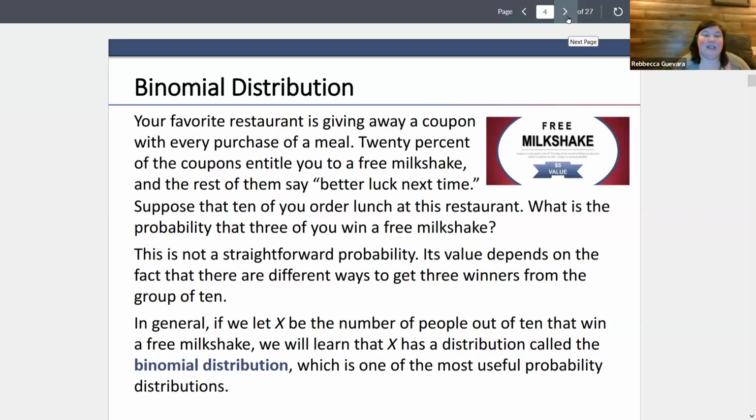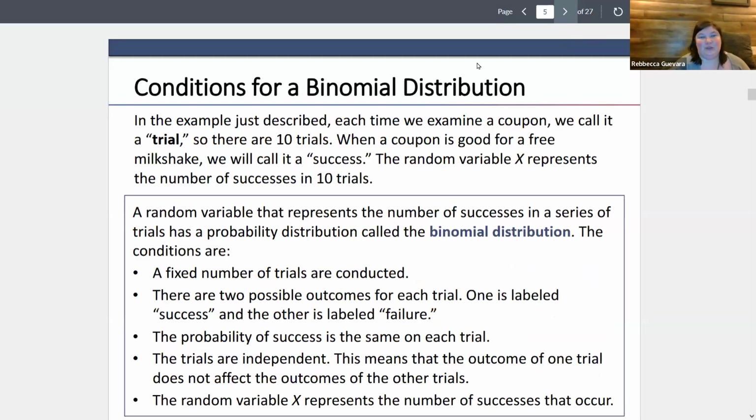So in general, if we let X be the number of people out of 10 that win a free milkshake, we will learn that X has a distribution called a binomial distribution, which is one of the most useful distributions. So we actually use this one quite a bit, regardless of whether we know that we're doing it. In the example just described, each time we examine a coupon, it is called a trial. So there were 10 trials because we had 10 people that went in and bought meals. When a coupon is good for a free milkshake, it is called a success. And when it wasn't, we call that a failure.